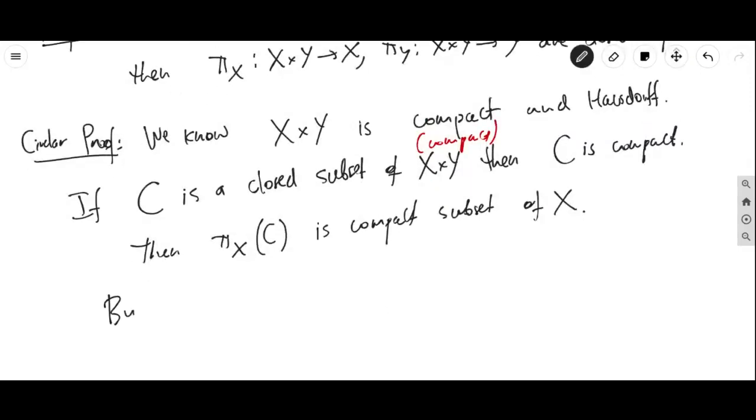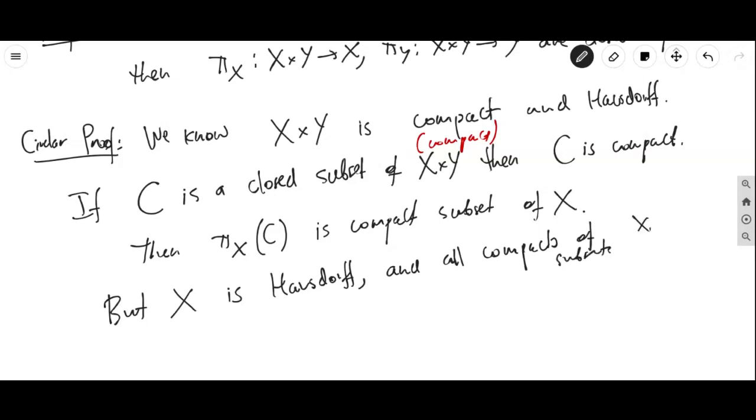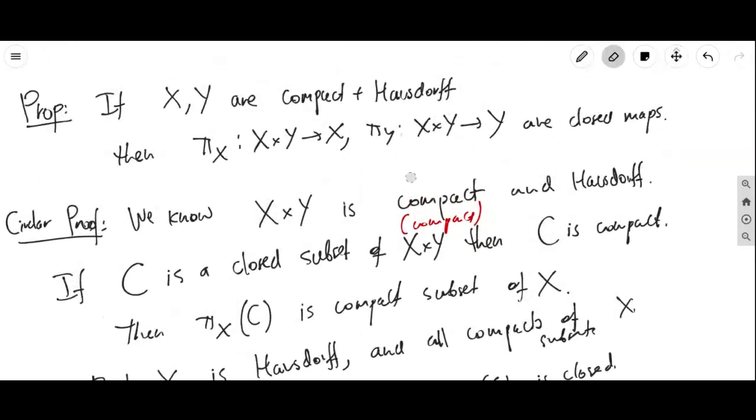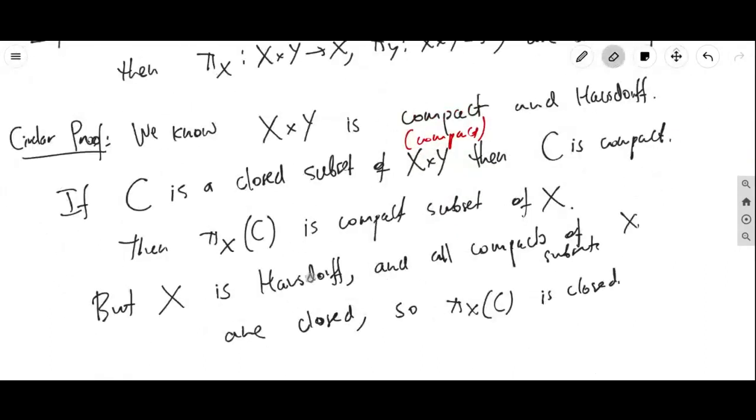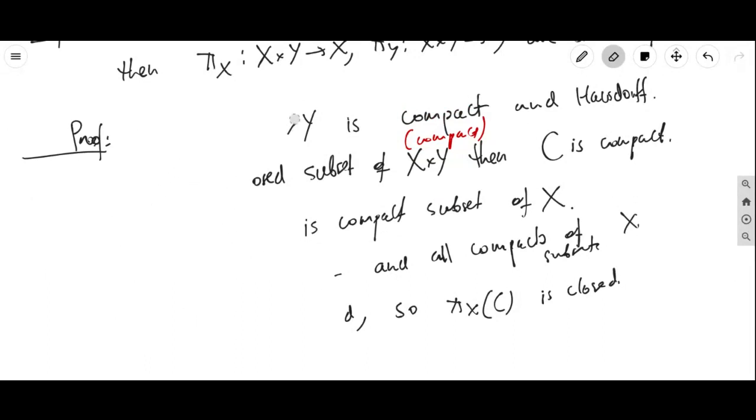But X is Hausdorff, and all compact subsets of X are automatically closed. So pi X of C is closed. So we've proven that it's a closed map, and then you can do the exact same argument with the other one. So they're both closed maps. But this is a circular proof, so we have to give a non-circular proof. I think it's interesting to recall a lot of the theorems. I intentionally put it in here because I wanted to go over a lot of the important ideas we talked about in the previous lecture. I thought this would be a good opportunity.